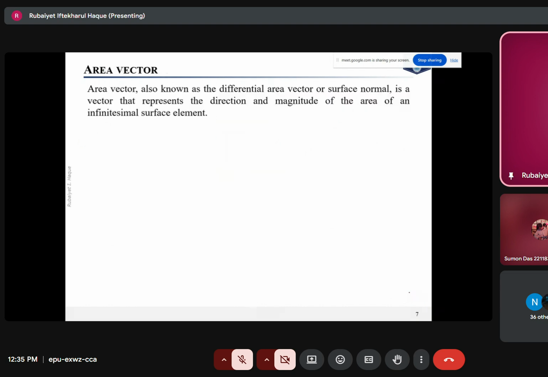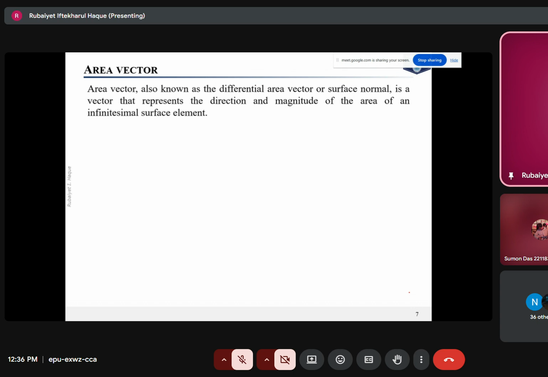What is area vector? Area vector, also known as the differential area vector or the area normal, is the vector that represents the direction and the magnitude of the area of the infinitesimal surface element. Area vector direction is perpendicular to the surface, and area vector magnitude is the area. You calculate the area, that will represent the magnitude, and the direction is perpendicular to the surface.